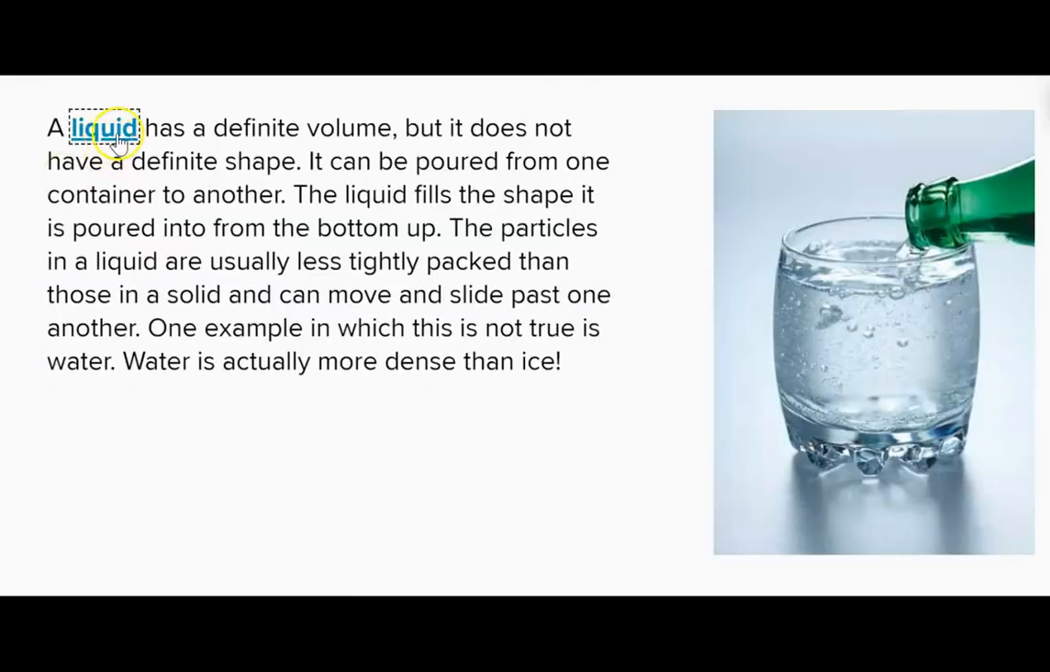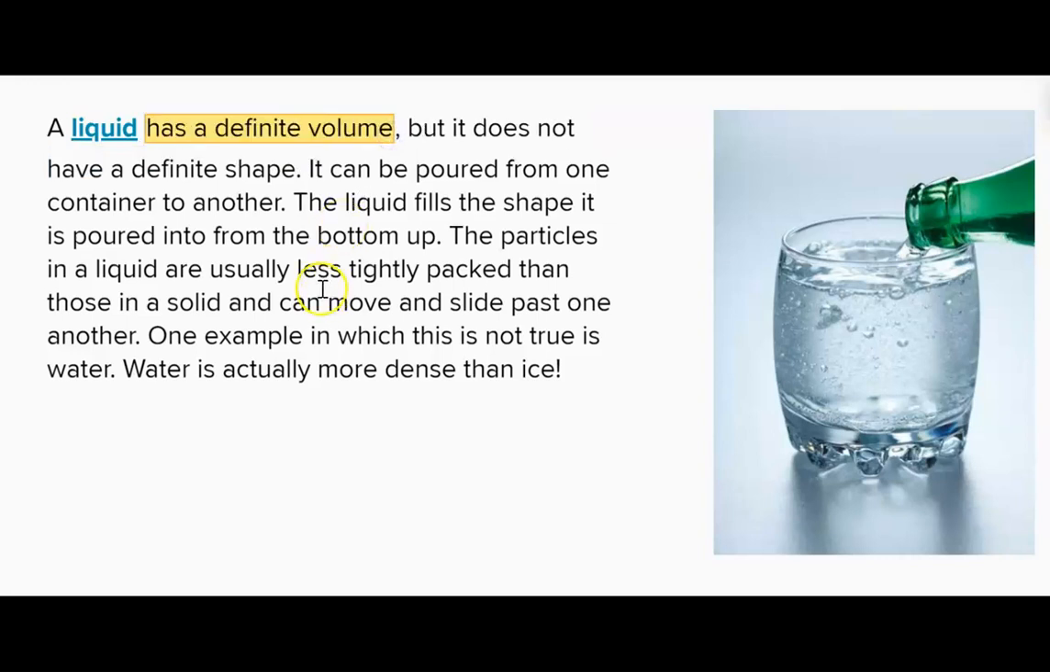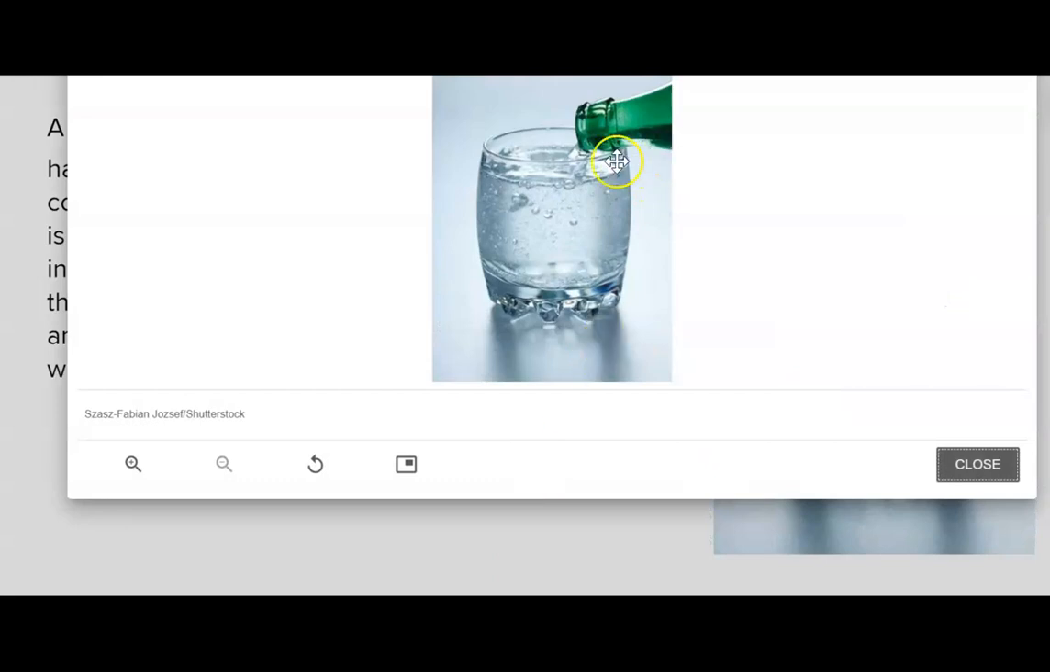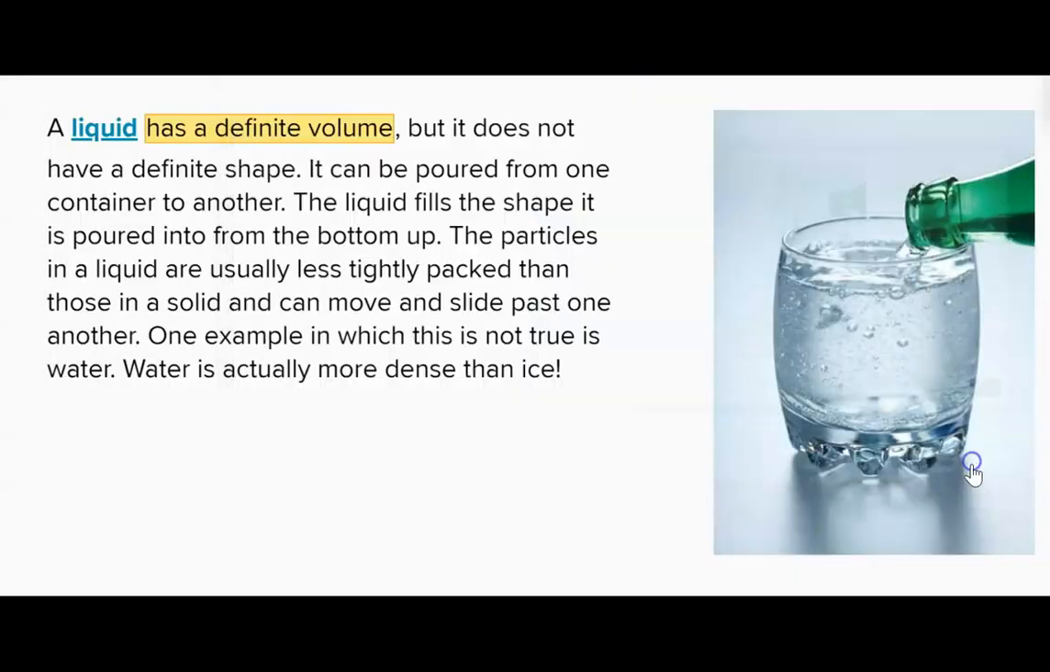Now liquid. A liquid has definite volume. Definite volume means, look at this picture. The liquid from inside this bottle is pouring into the glass. I think this is 7-Up, it's not water. The amount of 7-Up inside the glass will be the same as inside the bottle. So the volume will not change. The amount of space that this liquid occupies will not change. What will change is the shape, how it looks inside the container.